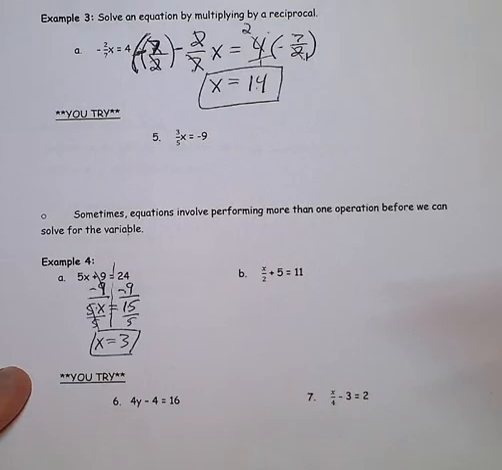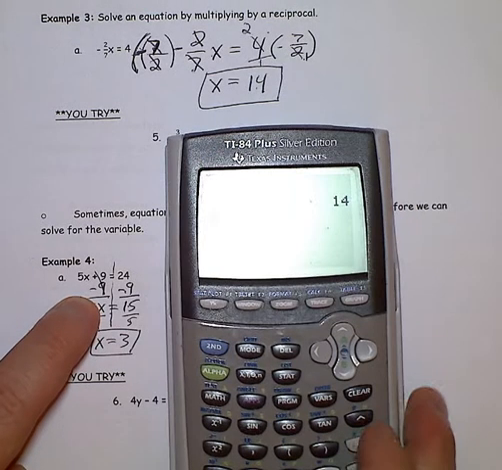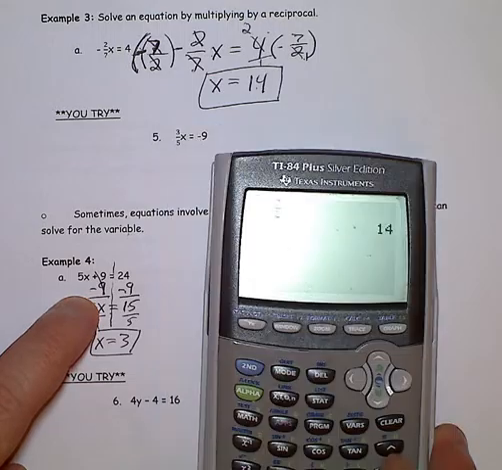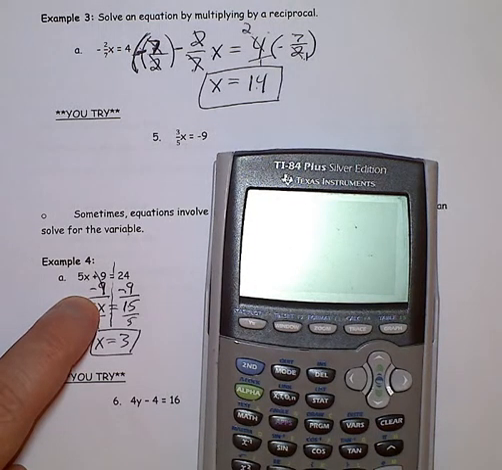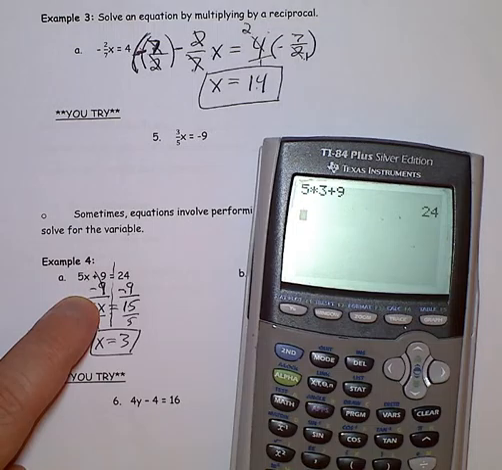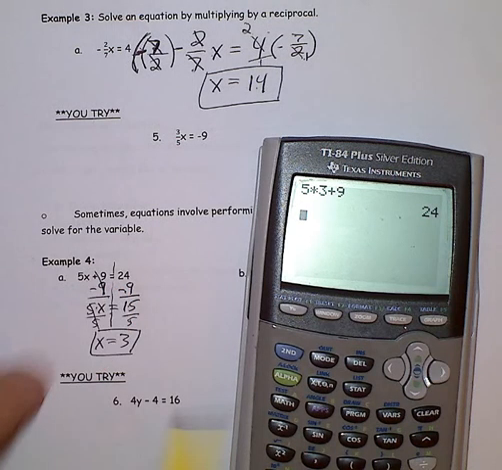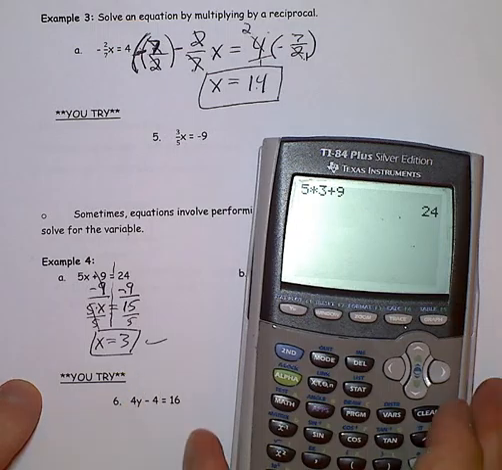And if you want to do a quick check, we could plug that 3 right back into here. You guys can see this. I do 5 times 3 plus 9. There it is. And you get 24. So that checks. This answer checks. You could check it if you want.